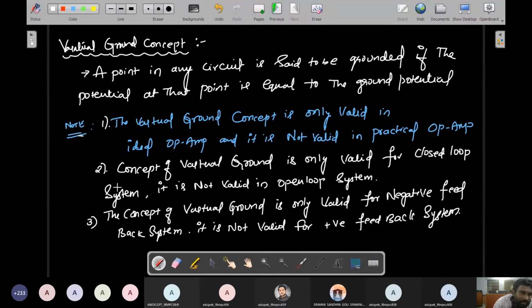Similarly, the concept of virtual ground is only valid for closed loop systems. Closed loop means we get feedback. It is not valid for an open loop system. And the third point is that the concept of virtual ground is only valid for a negative feedback system, and not for a positive feedback system. So please note, everybody. I'll move to the next page.